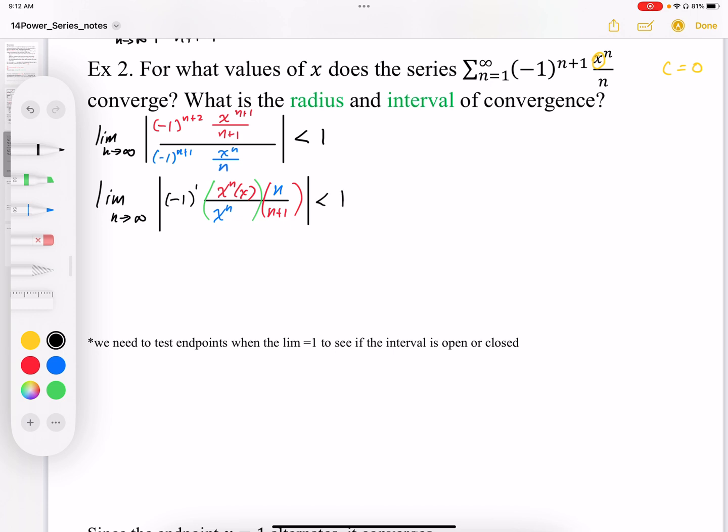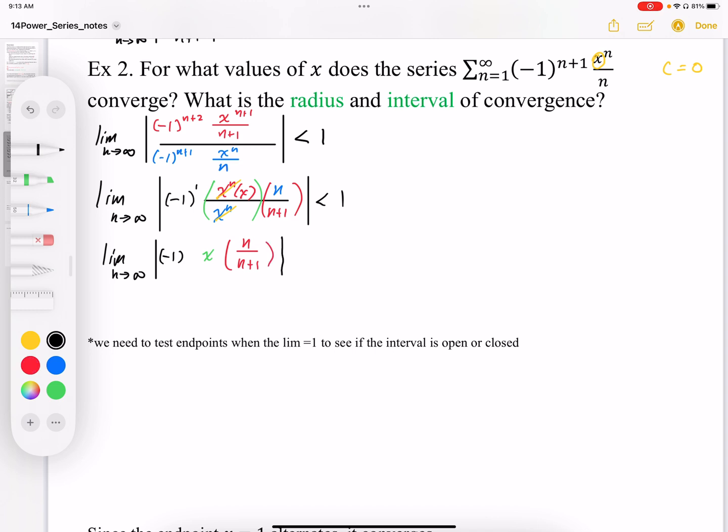Okay, so that -1 becomes not relevant because it's inside our absolute value. So we're not going to worry about that part. Some parts cancel out here. We have x to the n canceling x to the n. And so I have two parts of this limit. So the limit as n approaches infinity, the -1, which is not going to really count, I've got an x part, and then I have the n over n plus 1 part.